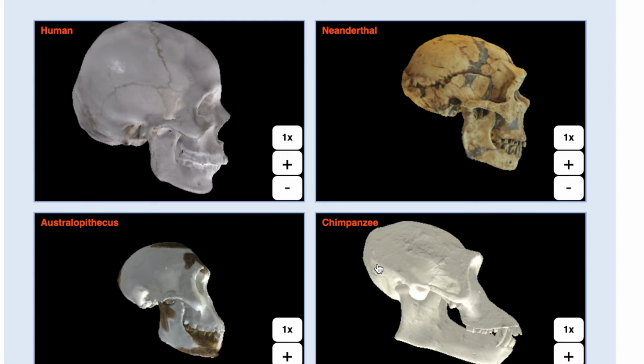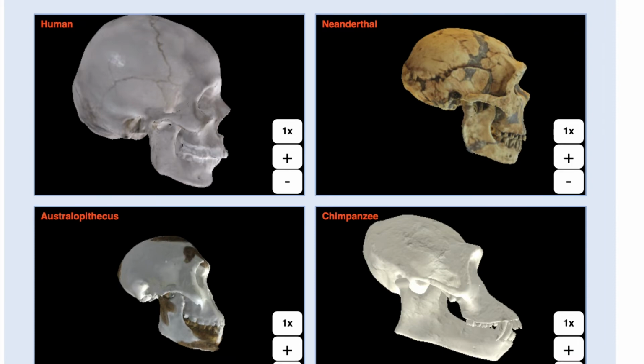Does it have a large brain? Does it not have a large brain, or does it have a somewhat large brain? The other thing that we're going to look at here is how much the mouth sticks out in comparison to the rest of the face.